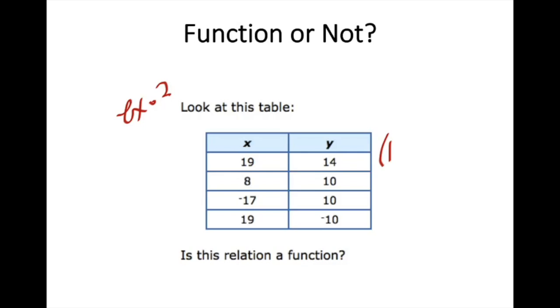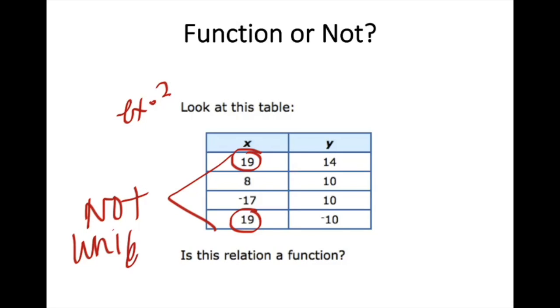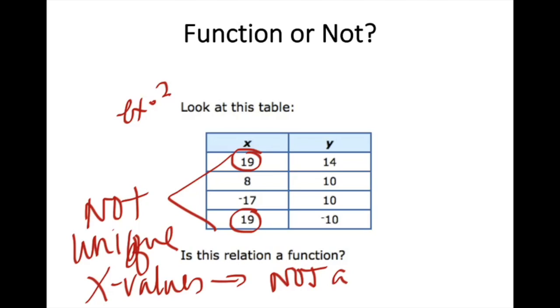Okay, so the first thing is going to be copying. If you need to, take a look and rewrite them as ordered pairs. With a table, it's actually pretty simple to see our ordered pairs. And what you should notice is I have a number repeating in my x values. So, not unique x values, not a function.